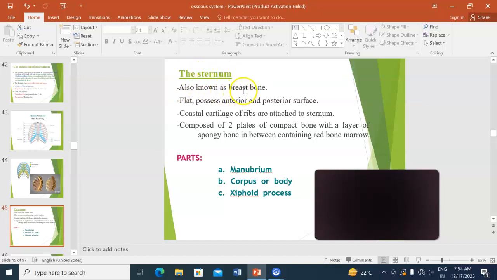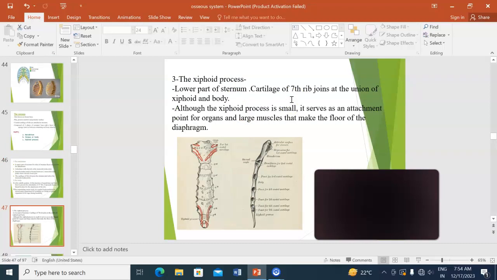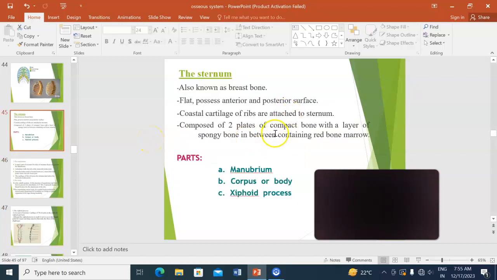Now this is also called the breastbone. It is very flat and it has 2 surfaces, the anterior surface and the posterior surface. As you can see here, this one is the anterior surface, and at the back side comes the posterior surface. Now generally this sternum is composed of 2 plates of compact bone, with a layer of spongy bone in between, and in between they consist of red bone marrow. Now this sternum is again divided into 3 parts: manubrium, corpus and xiphoid process.